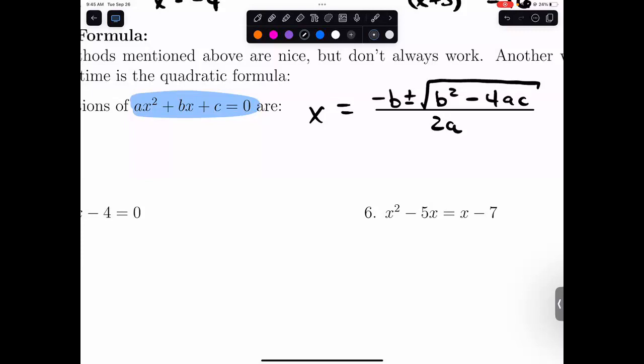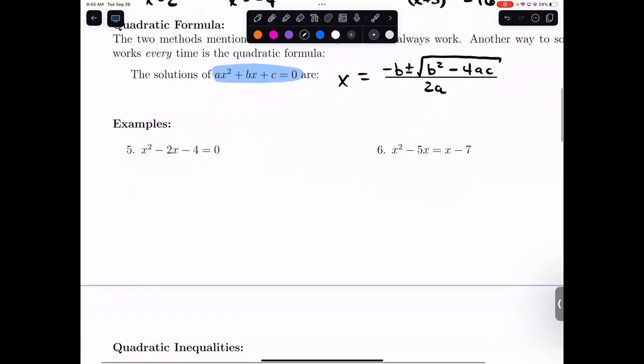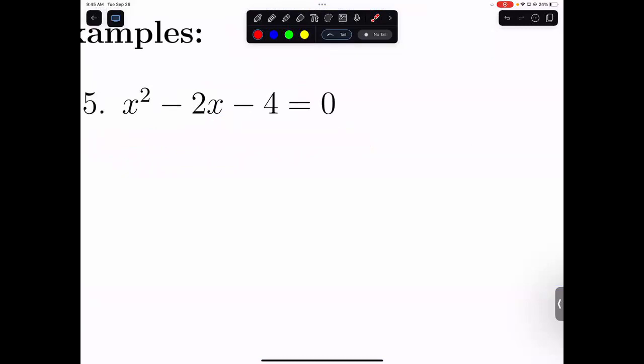And we do some arithmetic and ta-da, the solutions fall out. So x squared minus 2x minus 4 equals 0. I don't see a perfect square thing in there, right? A factored perfect square. I could complete the square, but I don't want to.